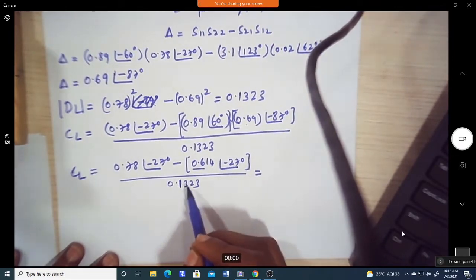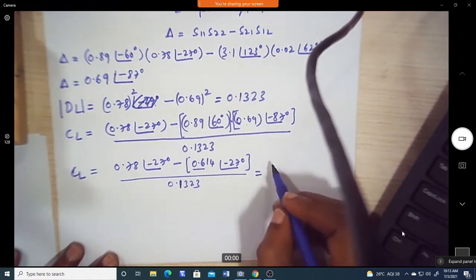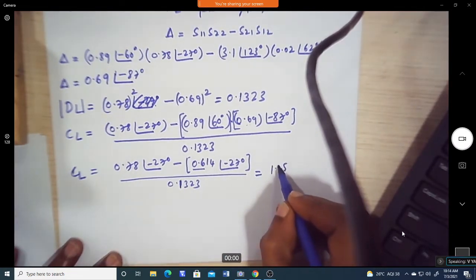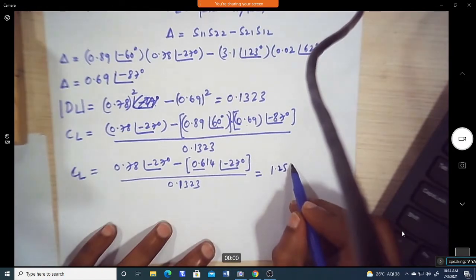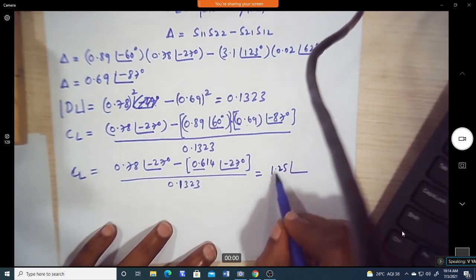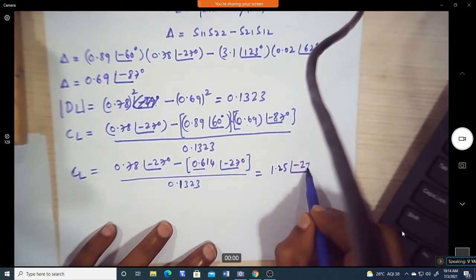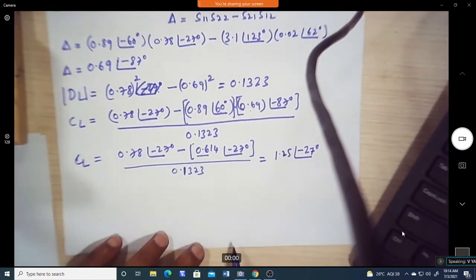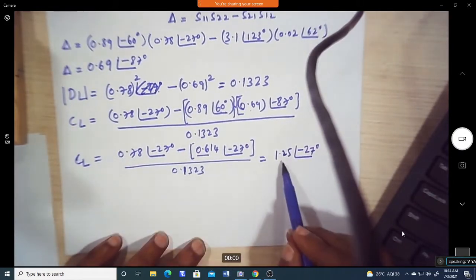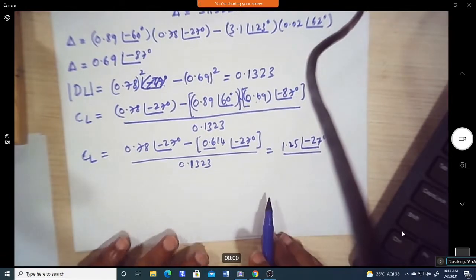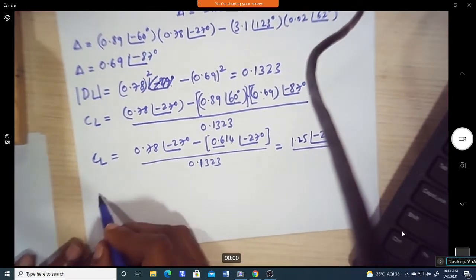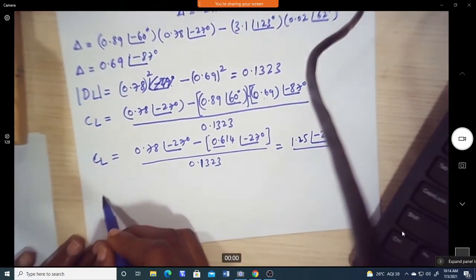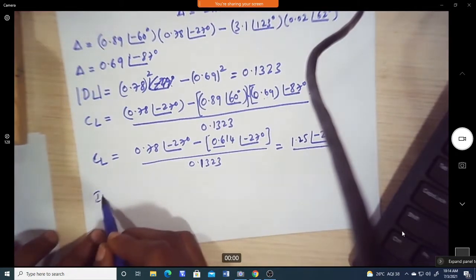What is the value? Our overall is 1.25 at an angle minus 27. Is this the total CL? Yes, a total here. Okay. So now find out the value of the CS for the input stability circle.